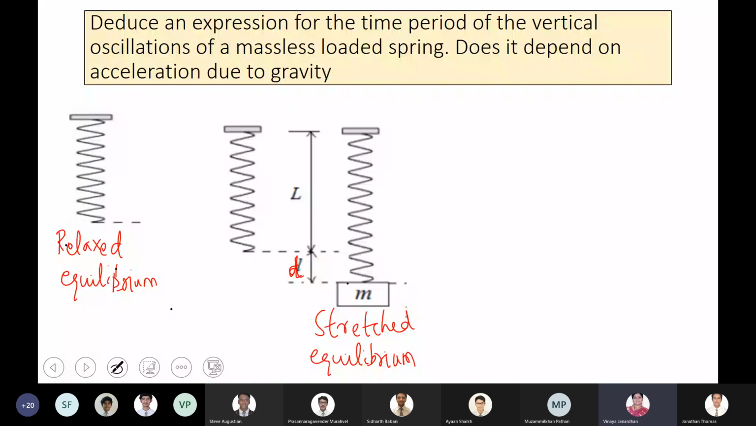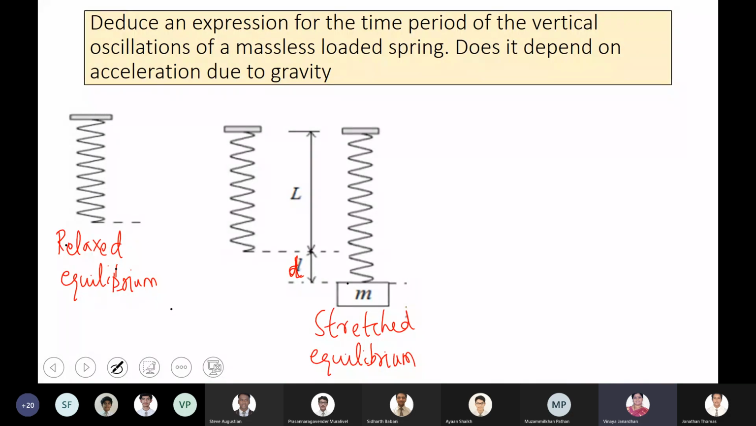In the first case, your spring is relaxed. There is no tension acting along the spring. The spring is relaxed and it is at rest. We call it relaxed equilibrium. Next case, you're applying a load at the free end of the spring, so naturally the spring will get extended in the downward direction. It moves a distance D, but still the spring is at rest. Such a condition we call stretched equilibrium.